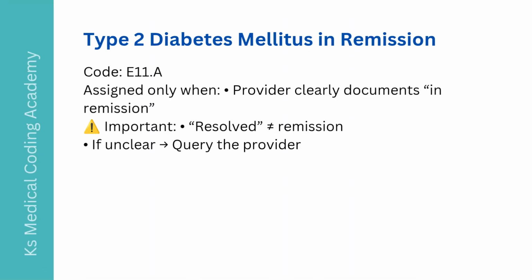Type 2 diabetes in remission. Code E11.A is assigned when type 2 diabetes mellitus is documented as in remission. The term resolved does not mean remission. If documentation is unclear, the provider must be queried.